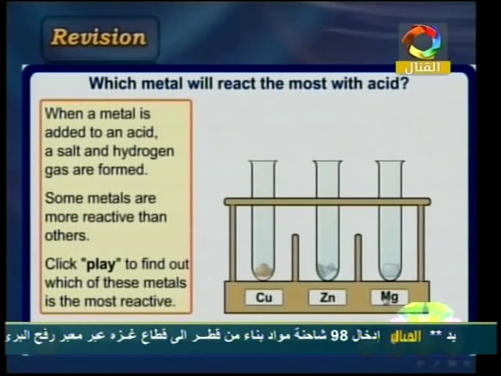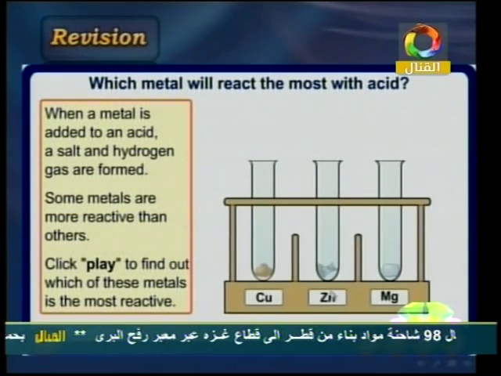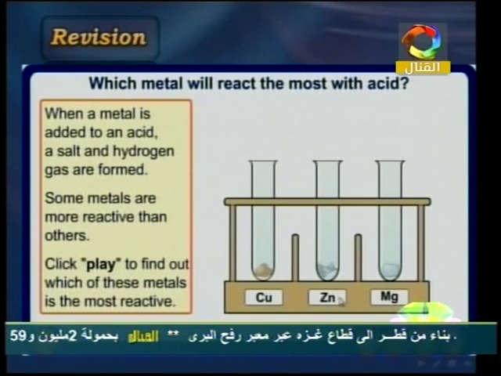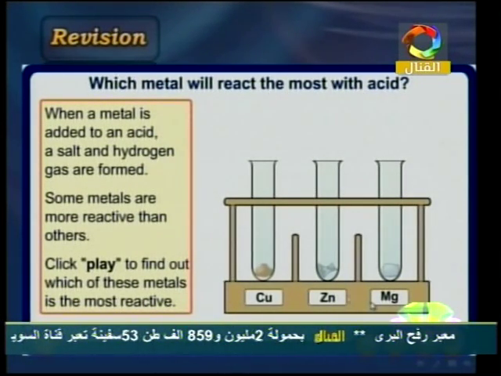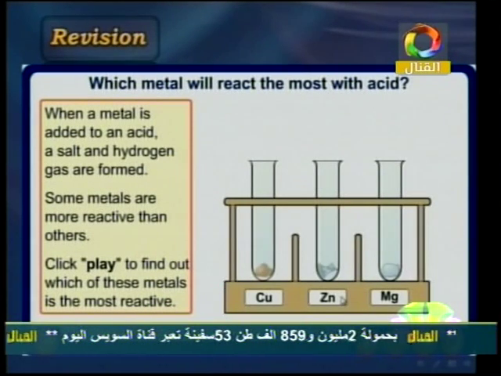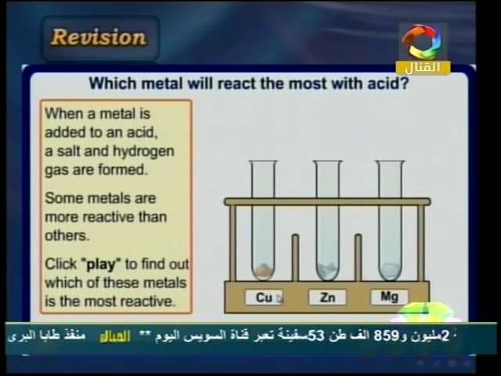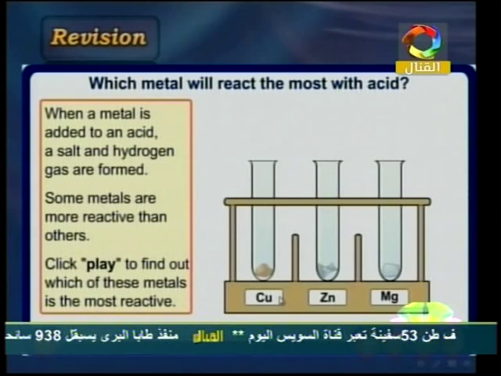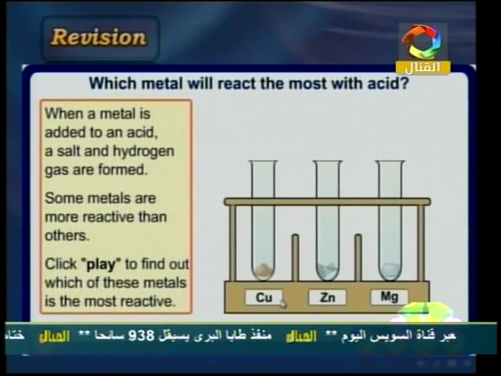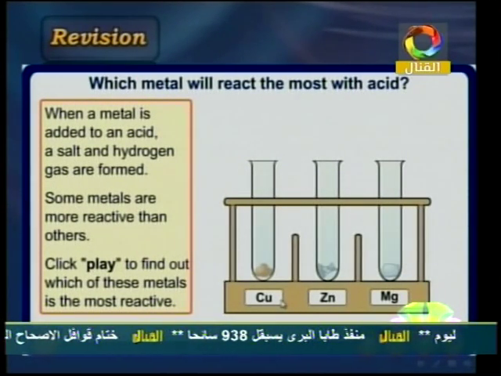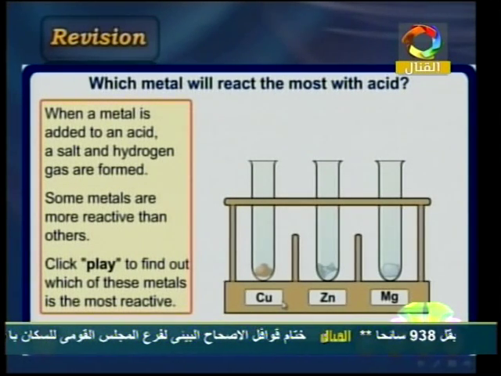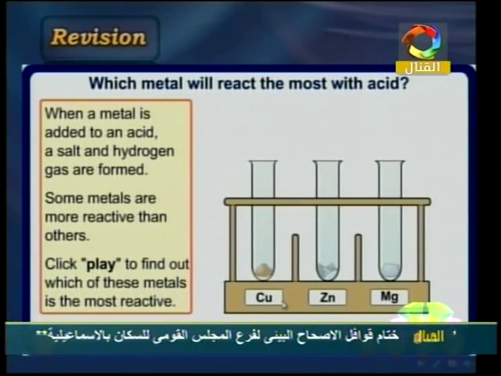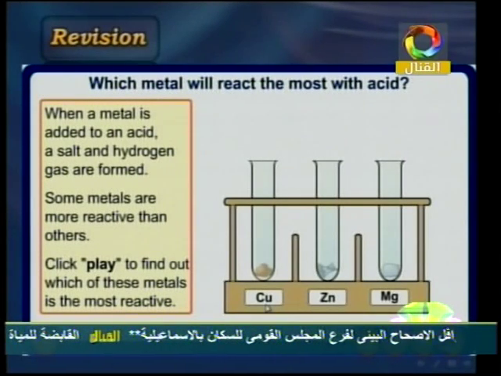Yes, very good students. We have magnesium and we have zinc. They are found in the chemical activity series before hydrogen. So here we have copper found after hydrogen. Excellent. So which one is the least active in the chemical activity, which one is the most active one, and which one is active? So let's go and see.